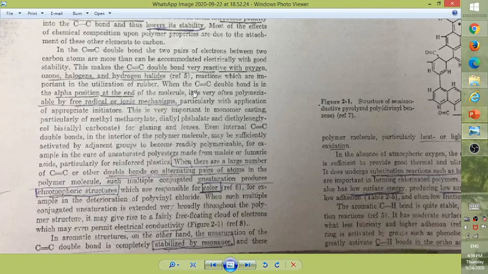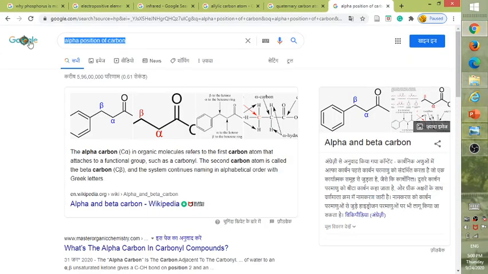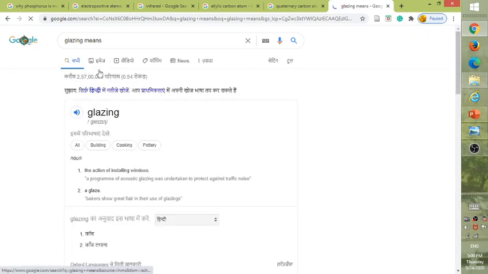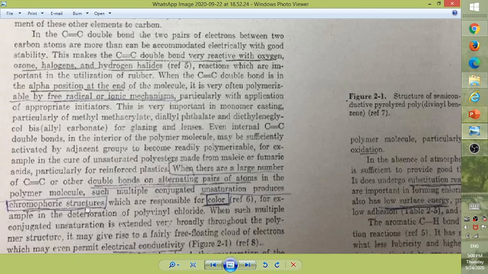So when the C=C is in the alpha position at the end of the molecule, it is very often polymerizable by free radical or cationic mechanism, particularly with applications of appropriate initiator. This is very important in monomer casting, particularly of methyl methacrylate, diethylene glycol bis-allyl carbonate for glazing and lenses. The action of installing windows, a glaze. And lenses we all know.